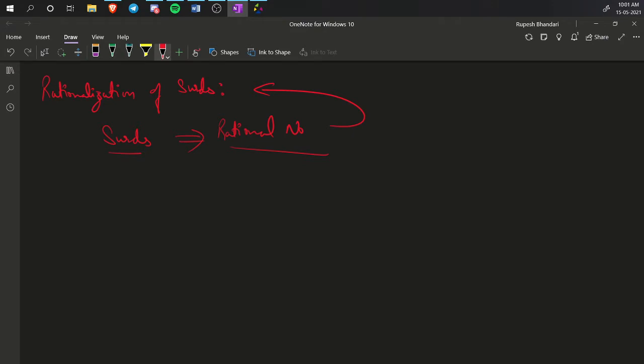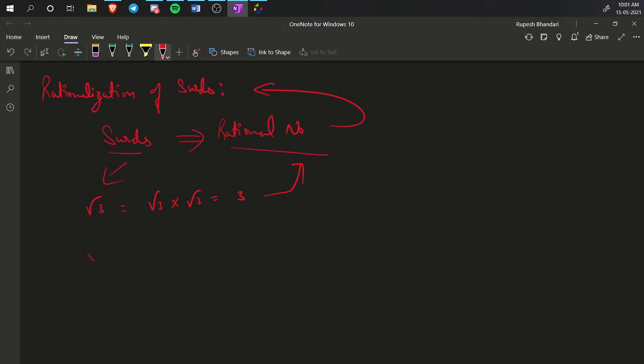So let's see what a surd is. It might be under root 3. So under root 3 into under root 3 will make it 3, which is a rational number, right? So this whole process is known as rationalization of surds.